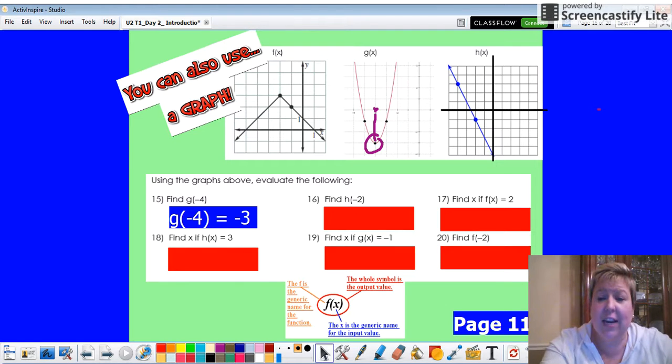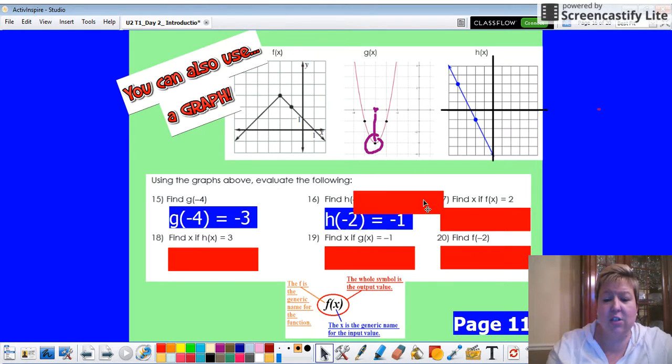So when it asks us to find h of -2, I literally am going to come over to this graph and look at when x is -2, which would be right here. What is my y value? Well, in this case, the y would be -1. So h of -2 is equal to -1.